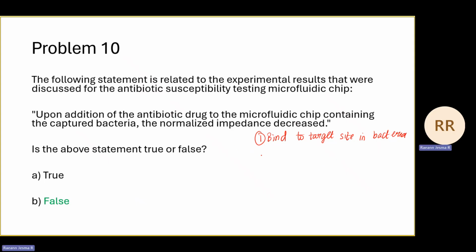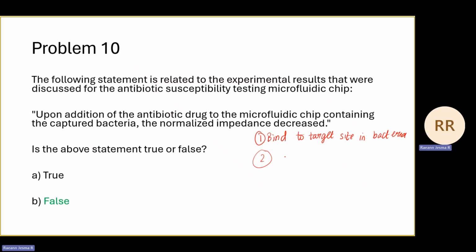Another thing is, once this antibiotic drug reaches the target site, if your binding site has changed its molecular configuration, then the antibiotic drug will not be able to bind to the binding site. Then after it is attached to the binding target, it should not only attach to just one target, it should get attached to multiple binding sites, like multiple bacteria as well. Then only the concentration will decrease.